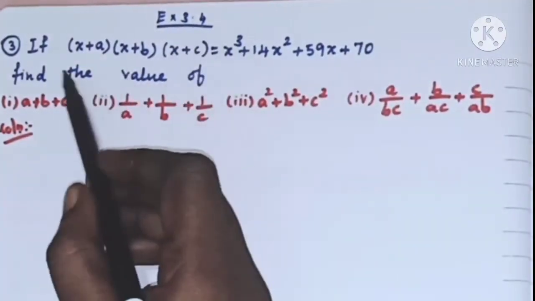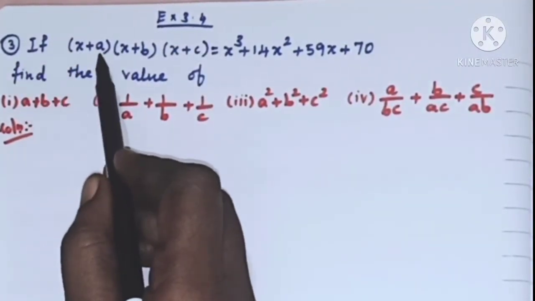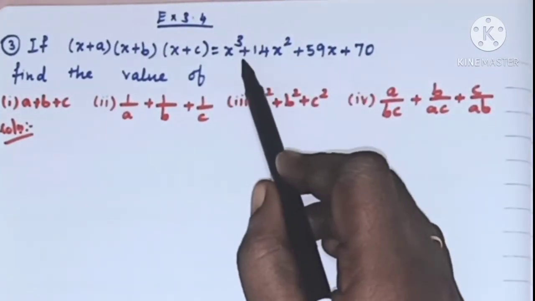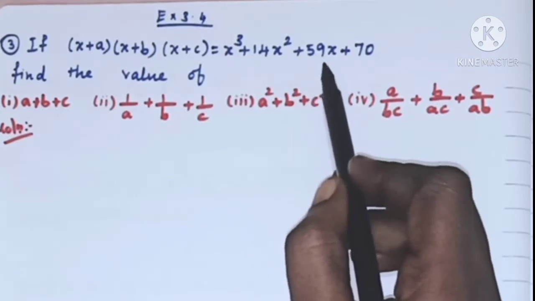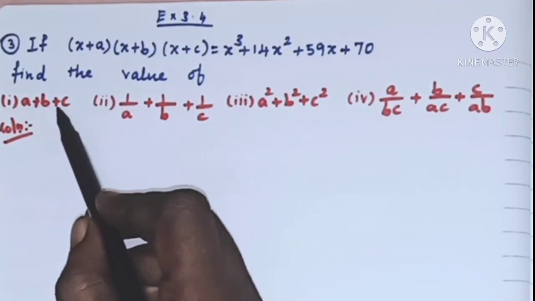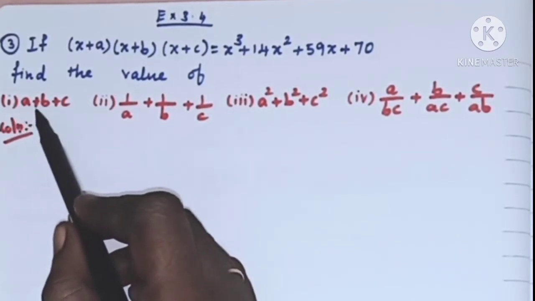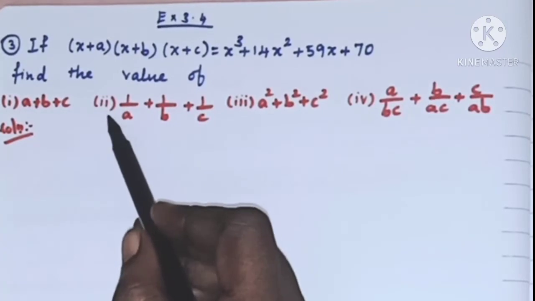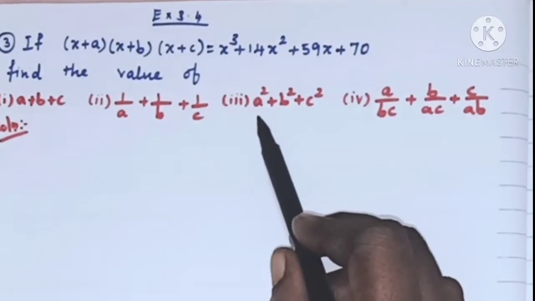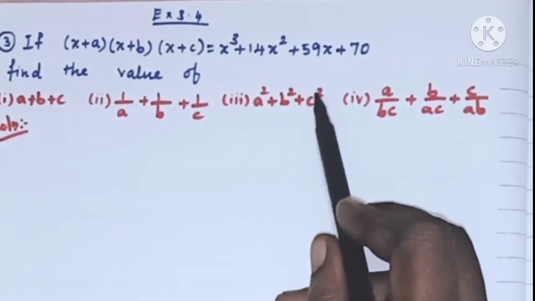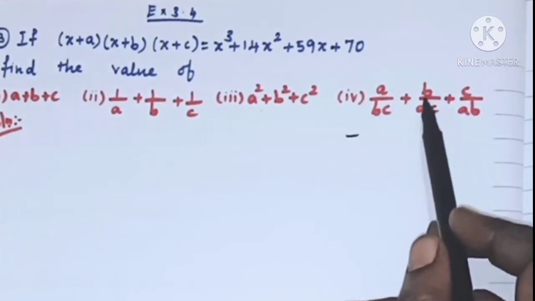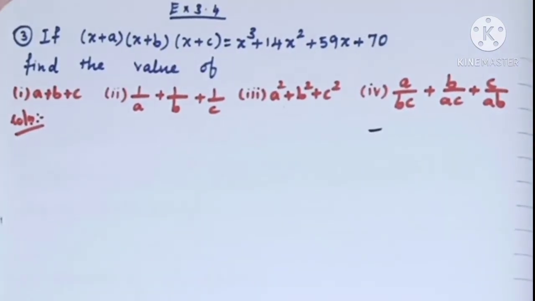Exercise 3.4, third sum. If x plus a into x plus b into x plus c is equal to x cube plus 14x square plus 59x plus 70, find the value of a plus b plus c. First subdivision is a plus b plus c, and the second subdivision is 1 by a plus 1 by b plus 1 by c, and the third subdivision is a square plus b square plus c square, and finally the fourth subdivision we have to find is a by bc plus b by ac plus c by ab.